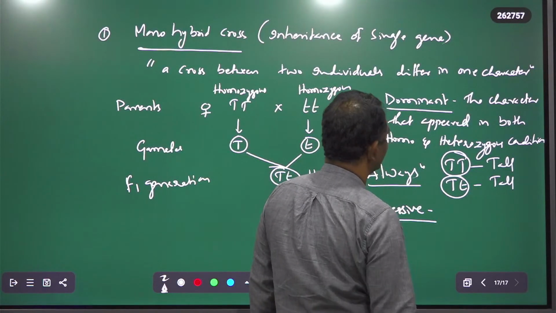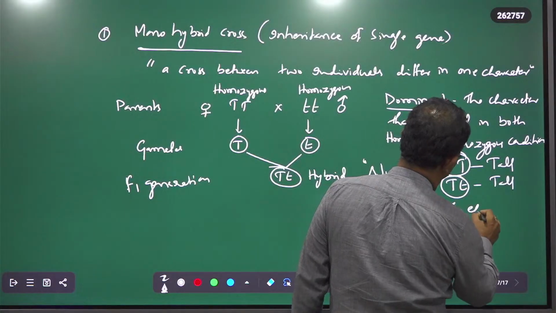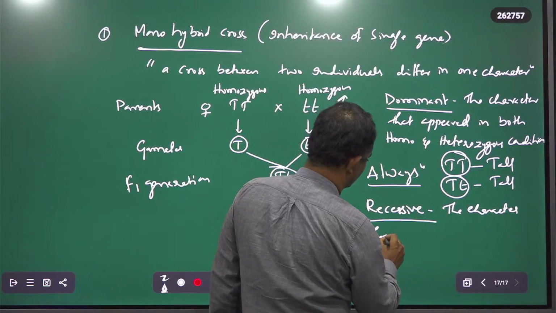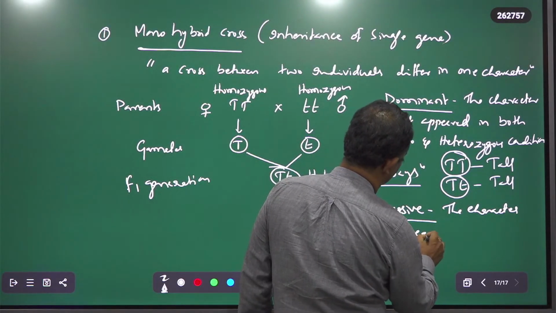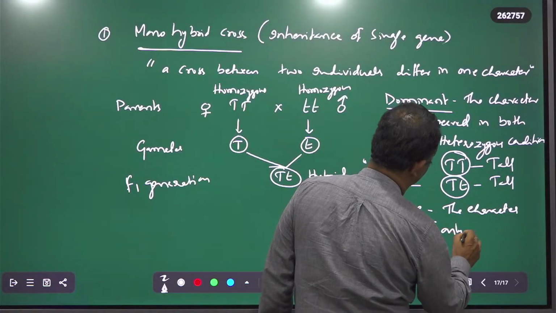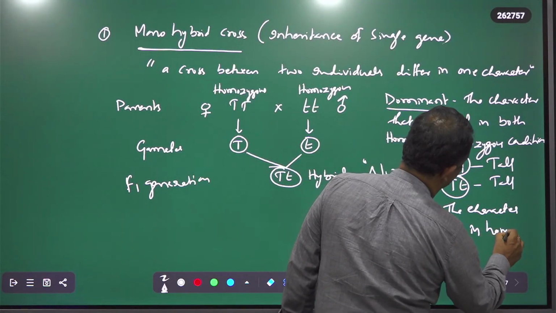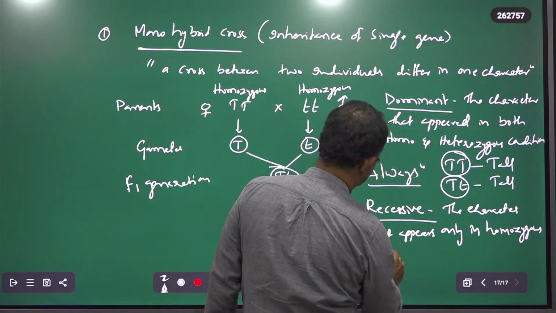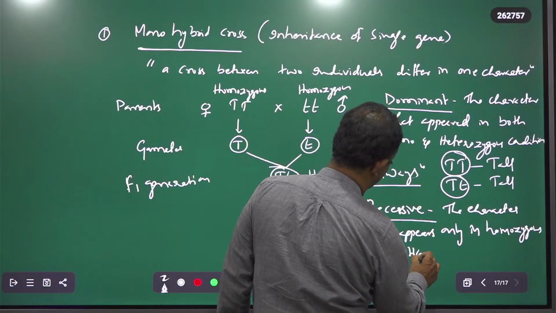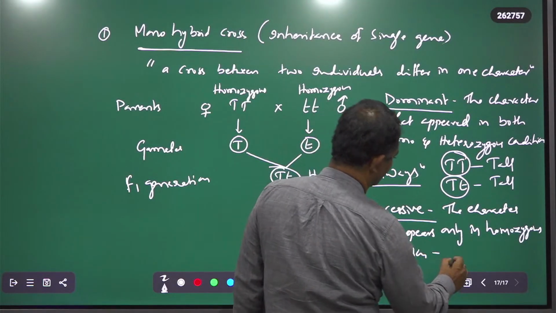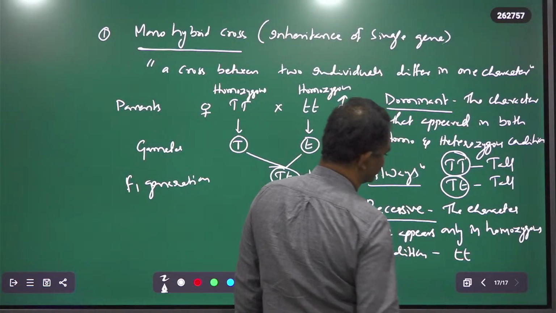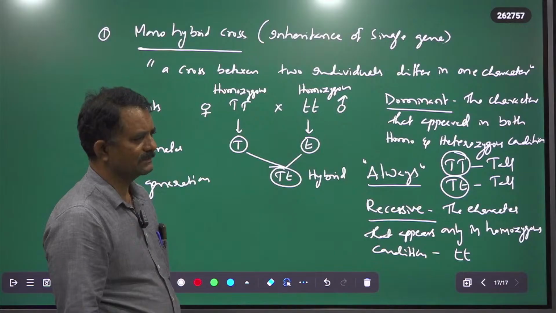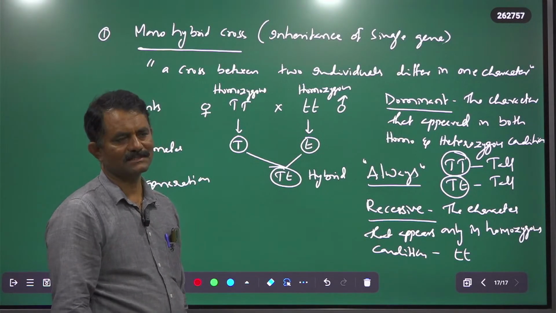Recessive character. The character that appears only in homozygous condition is called recessive. Example, small t, small t. If the two alleles are recessive, then the character appears.